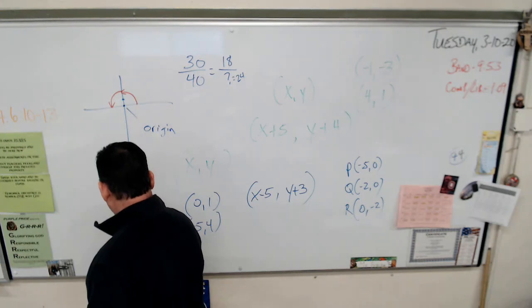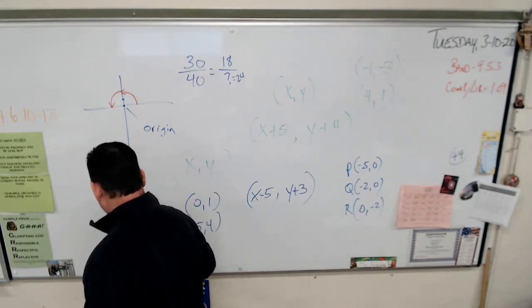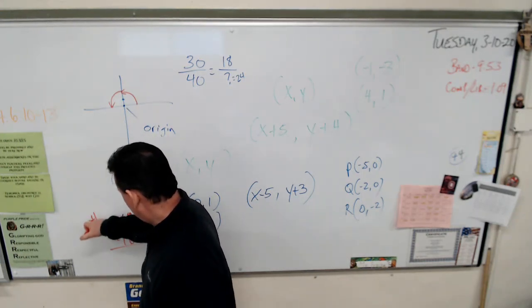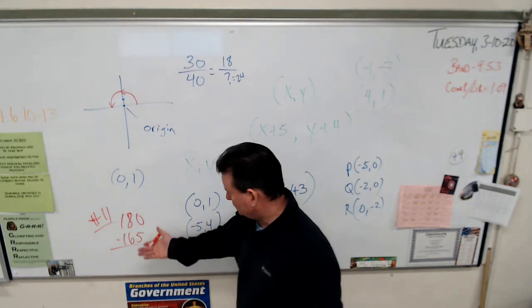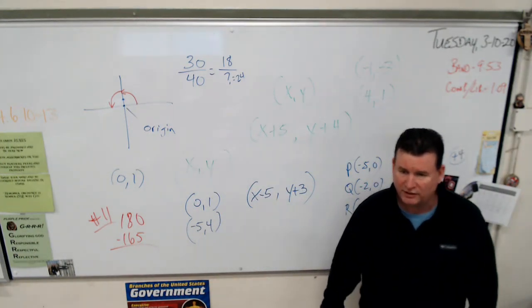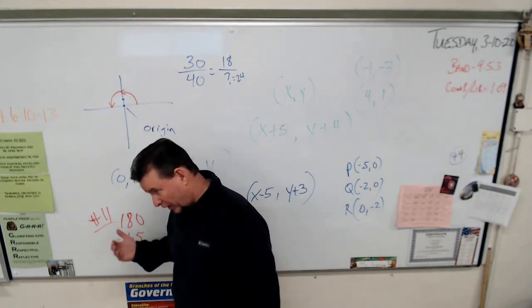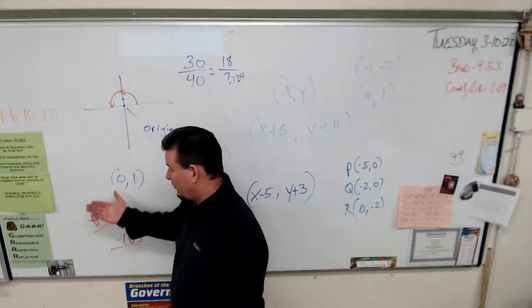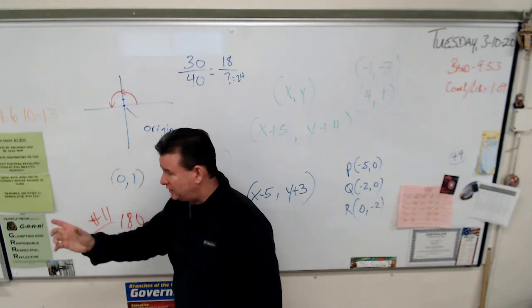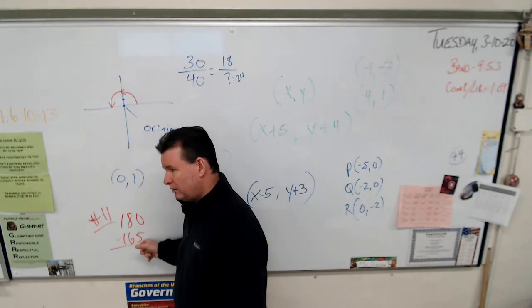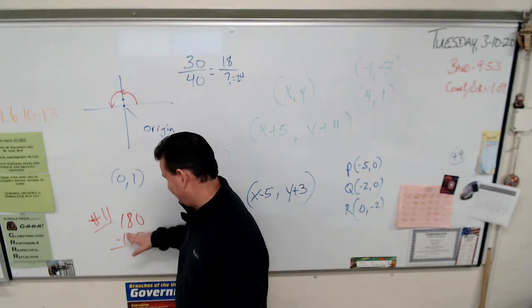180 minus 165. Number 11, 180 minus 165, because you know all three have to add up to 180. Right, Noah? So if you take the 90-degree angle and the 65, you get 155.